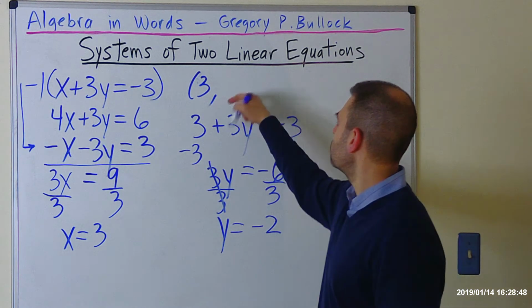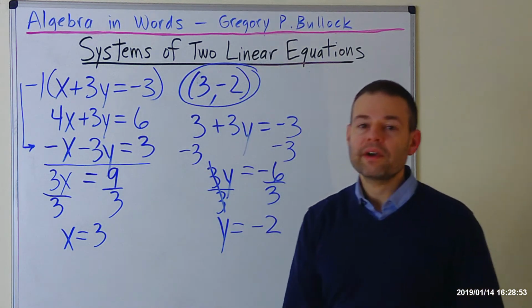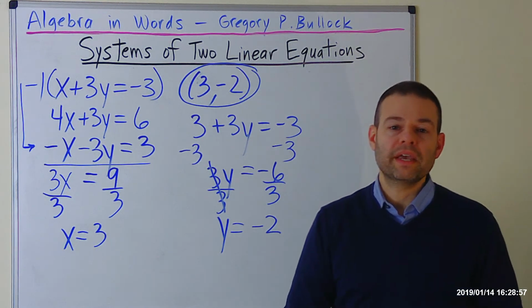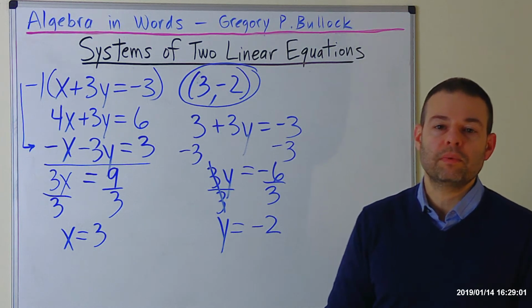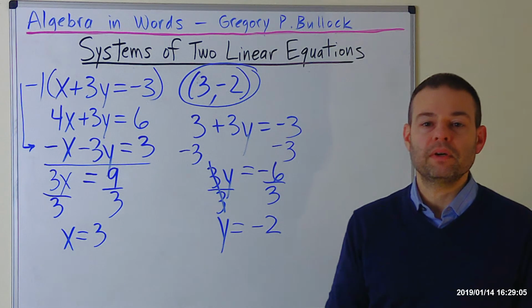Let's put that into the point. And our answer to this system of two linear equations is the point 3, negative 2. That's the point on the graph where the lines would cross and the point that they have in common. So again, I'm going to pause this and put up a third problem.